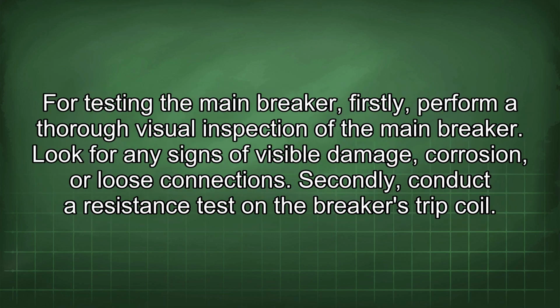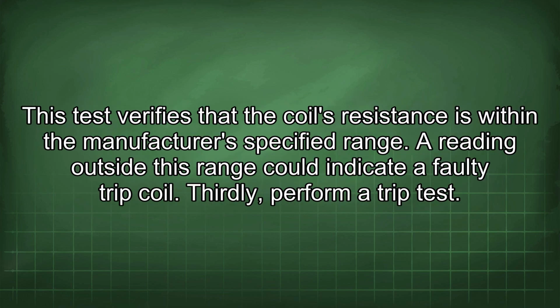For testing the main breaker, firstly, perform a thorough visual inspection of the main breaker. Look for any signs of visible damage, corrosion, or loose connections. Secondly, conduct a resistance test on the breaker's trip coil. This test verifies that the coil's resistance is within the manufacturer's specified range. A reading outside this range could indicate a faulty trip coil.